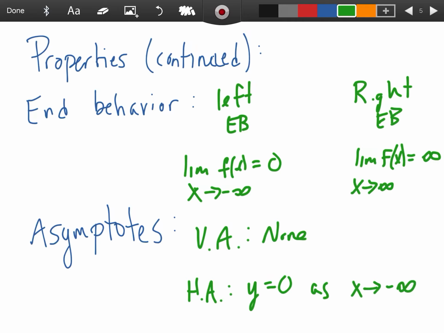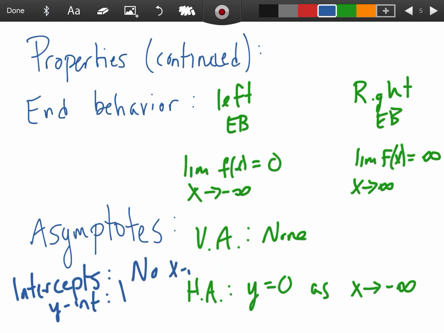And then lastly, maybe we want to identify some intercepts here. We already talked about our y-intercept, right? When you plug in 0, your y-intercept is going to be 1. And then there's no x-intercept because we never touch the x-axis.